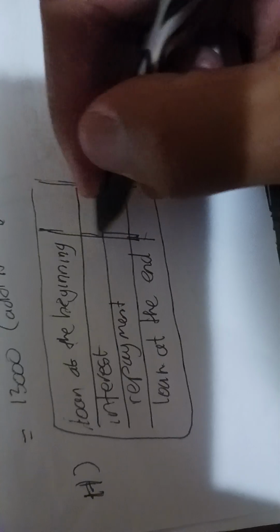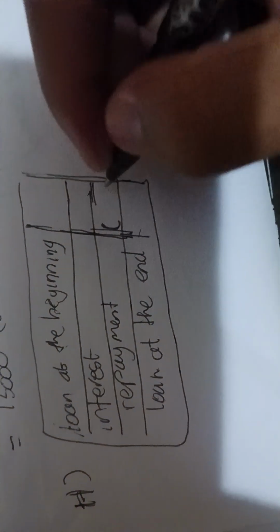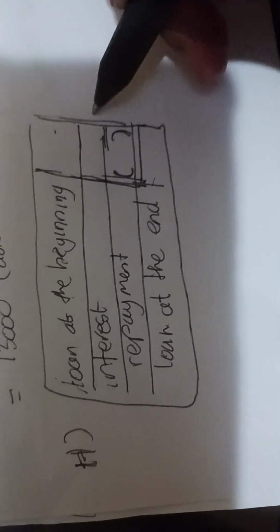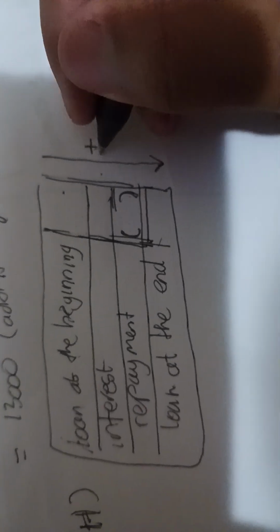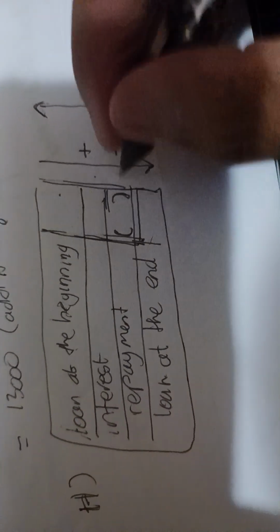So if you can't do it in your head or whatever, just go back to the basics. Repayment is always in brackets. Alright, and then you have your loan at the end of the year. Now, this is how you go down the table. Down the table is this plus this minus that, you get that. Going up, you reverse. So this, you change the sign.